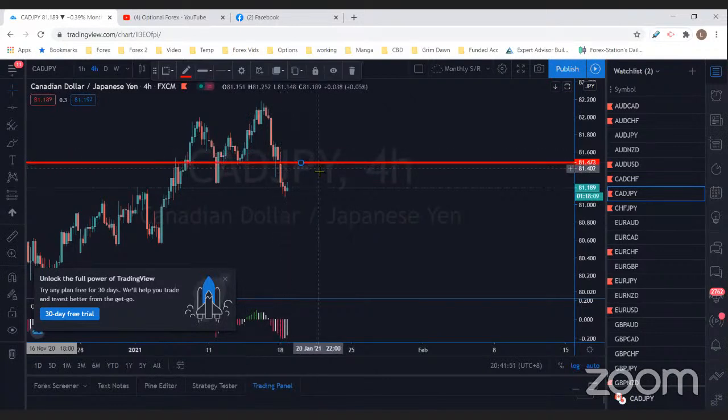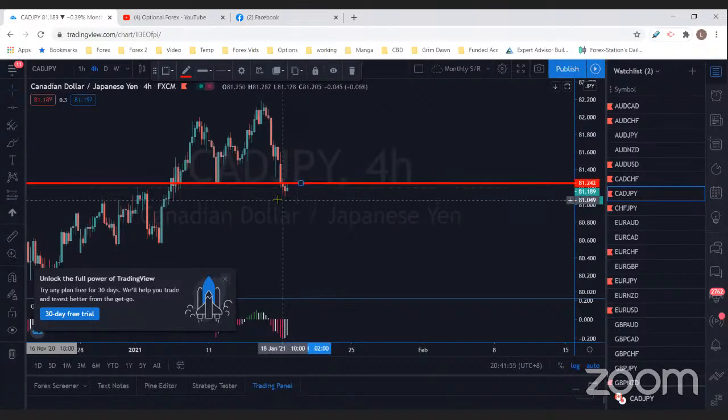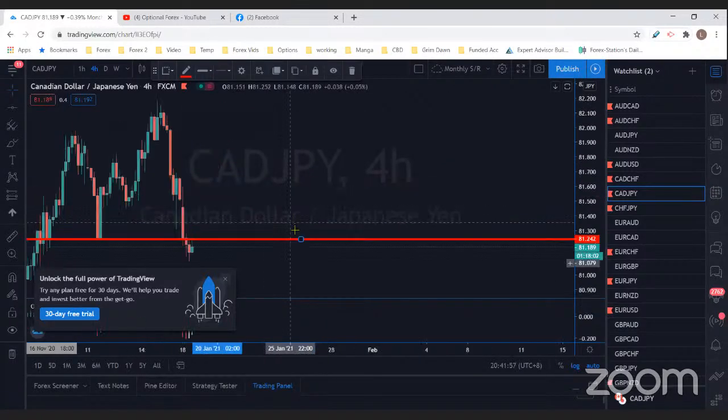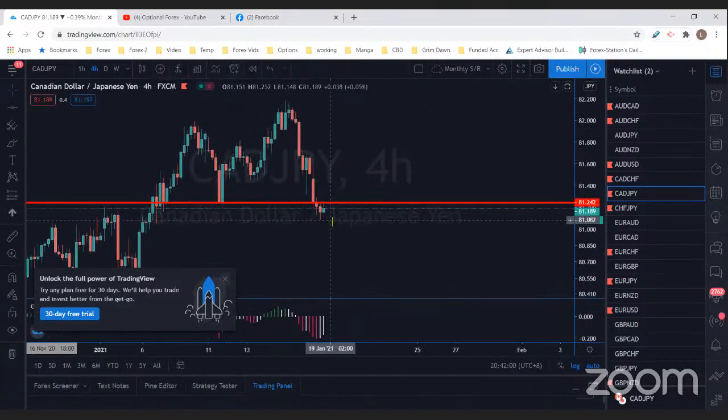Unfortunately, I didn't have a classic break and retest. I need to adjust it. There. This may be the retest bar that I'm waiting for. Hopefully it turns out to be a high test bar, and then I'll be happy to trade a short.